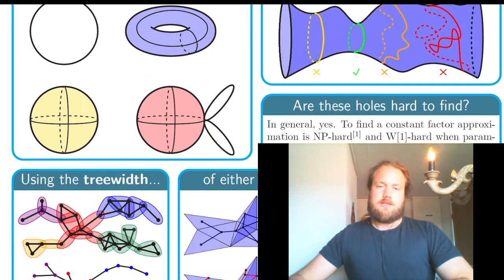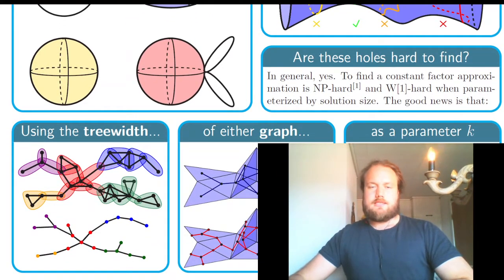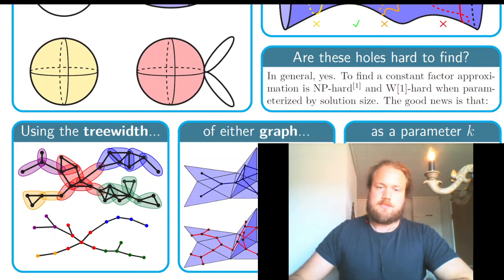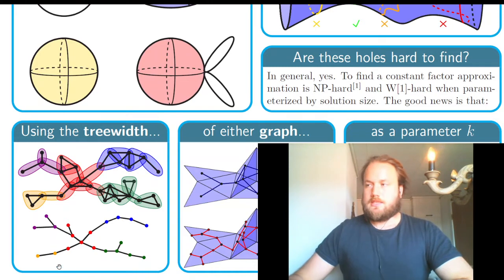Tree width is one of the really big hammers in parameterized complexity theory, and it is a notion that tries to capture how close a graph is to being a tree. The actual definition of tree width is rather technical, so we will skip it here, but we want to show you the intuition behind the notion with this picture here to the left.